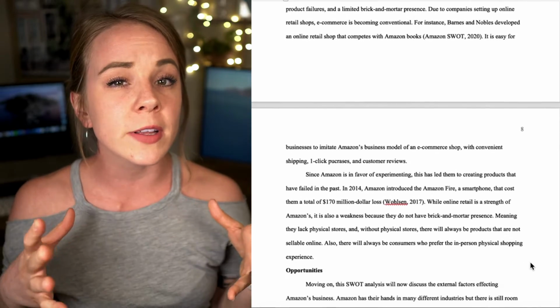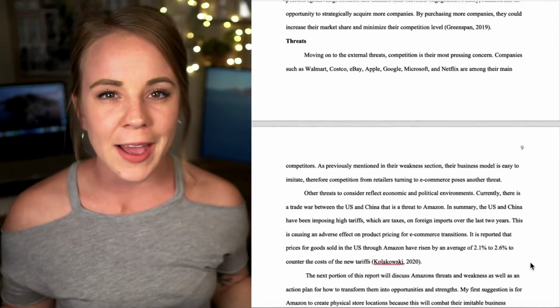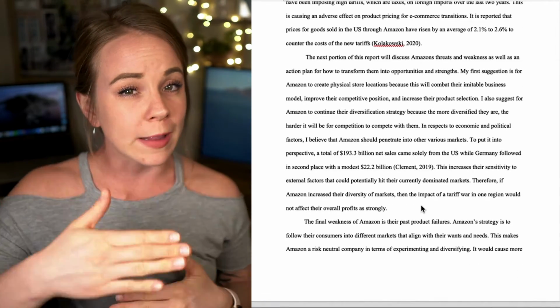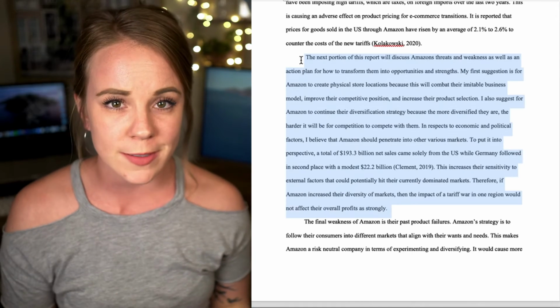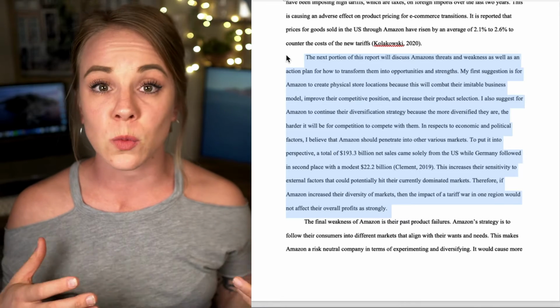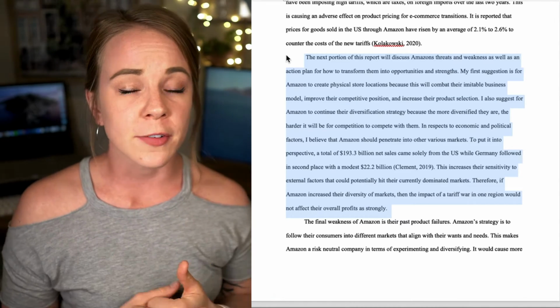Because typically, most of your paragraphs should be relatively similar in length. The way you check for this is simply looking at your document and identifying any paragraphs that are either abnormally long or abnormally short. If you can spot one, you'll want to investigate a little further by checking for things like run-on sentences, unnecessary words or phrases.